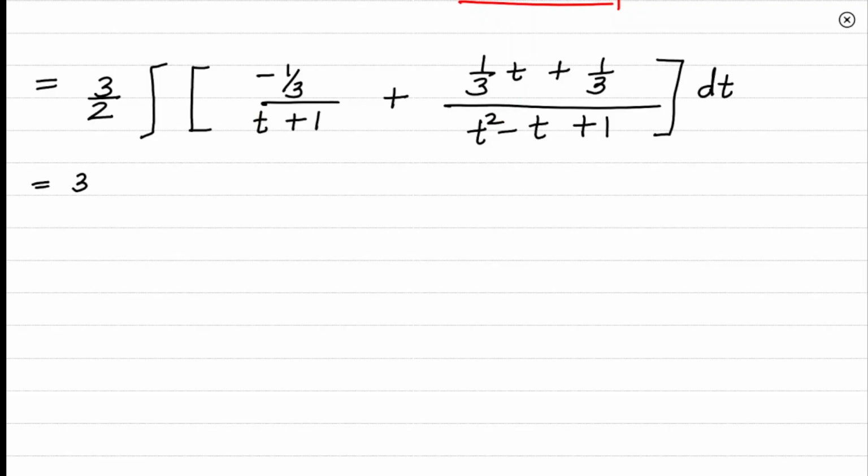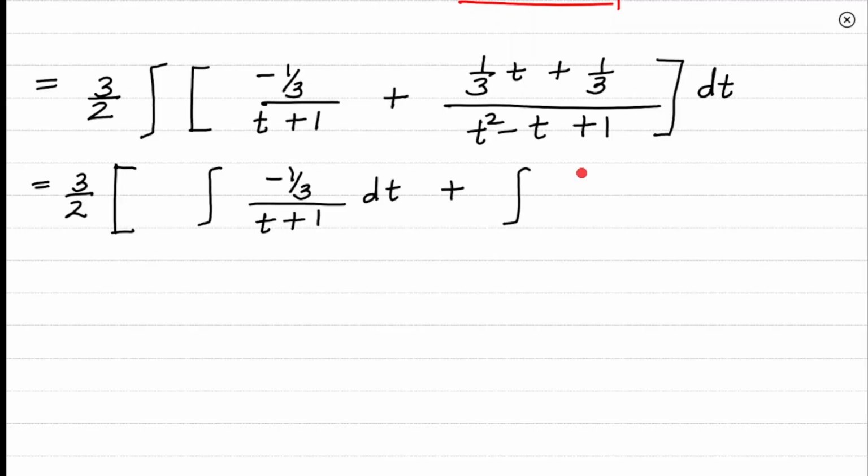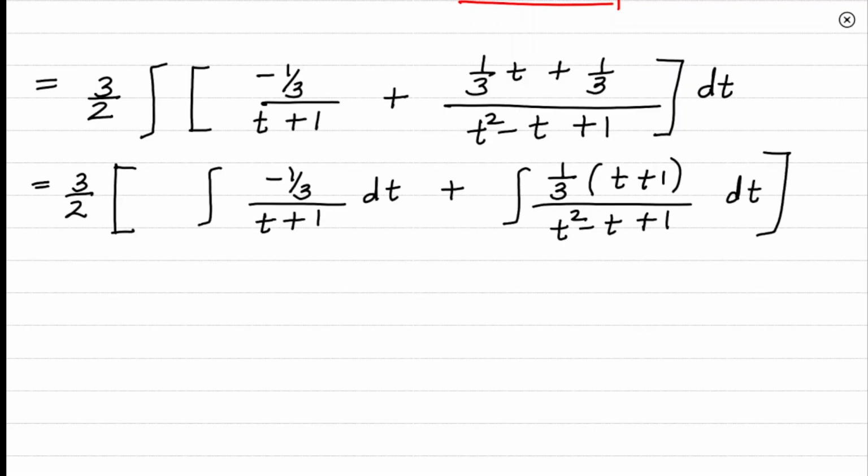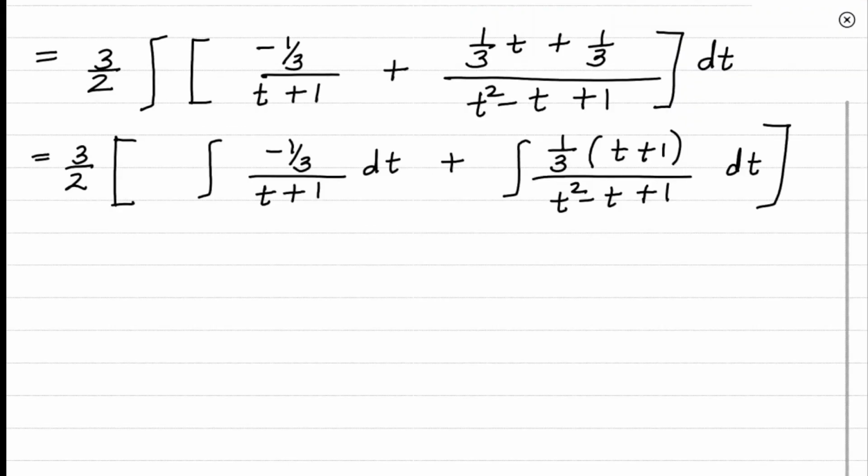So you have 3 by 2. We can distribute that integral to both of those terms now. So you have, let's put a bracket, integral of minus 1 by 3 divided by t plus 1 dt, plus integral of 1 by 3 you can factor out. So 1 by 3, again you'll get t plus 1 divided by t square minus t plus 1 dt, and let's close that bracket. You can now integrate those separately.